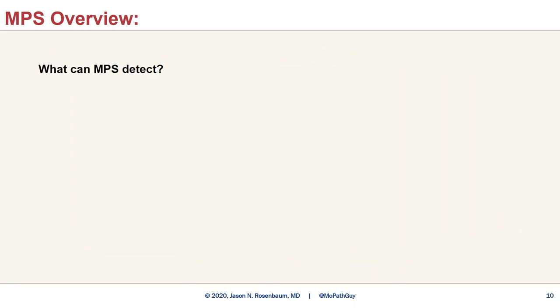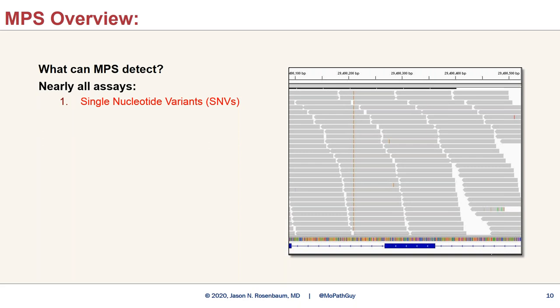So what can we detect with massively parallel sequencing? Nearly any assay, almost by definition, can detect single nucleotide variants. That's bread and butter for these assays. It's what they were originally built and designed to do, to detect mismatches from the reference genome. And this is what they look like. So boxed in red is a single nucleotide variant that's present in multiple reads at the exact same position. The color represents the alternate nucleotide that doesn't match the reference genome. So in this case, it's orange.